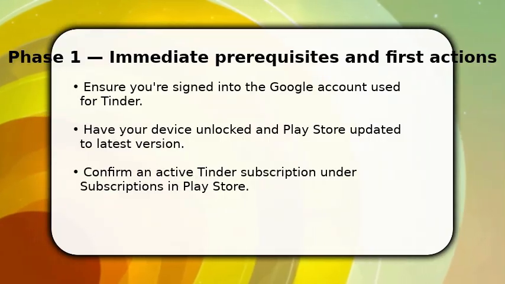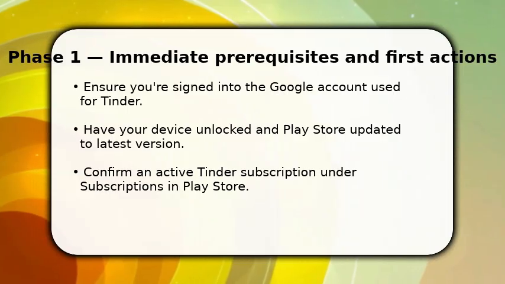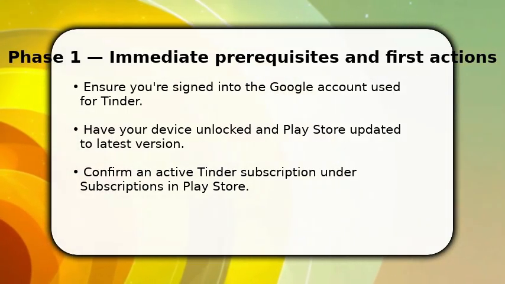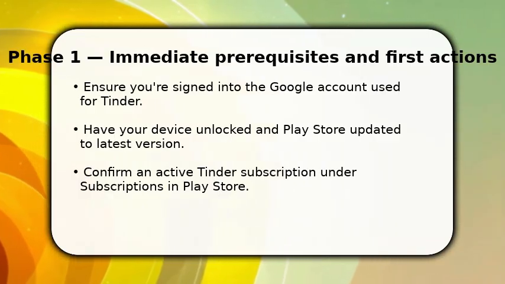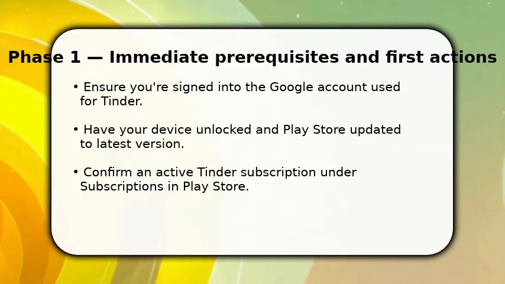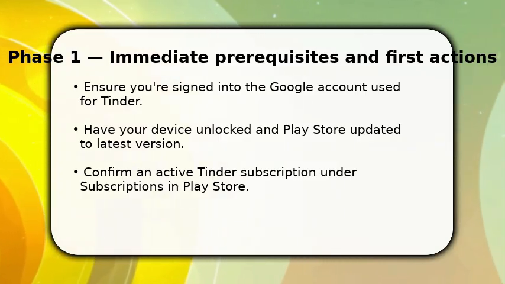You start by opening Google Play Store and confirming you're signed into the same Google account you used to buy Tinder. Tap the profile icon in the top right. This reveals account options and purchases. Once done, choose Payments and Subscriptions, then Subscriptions.